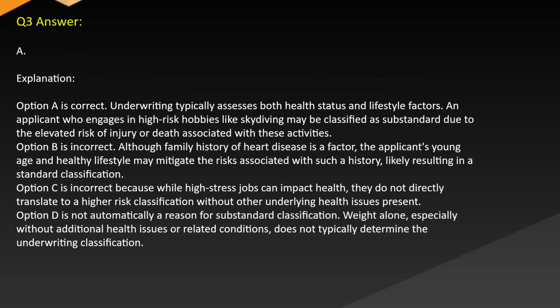Answer A. Explanation. Option A is correct. Underwriting typically assesses both health status and lifestyle factors. An applicant who engages in high-risk hobbies like skydiving may be classified as substandard due to the elevated risk of injury or death associated with these activities. Option B is incorrect. Although family history of heart disease is a factor, the applicant's young age and healthy lifestyle may mitigate the risks associated with such a history, likely resulting in a standard classification.